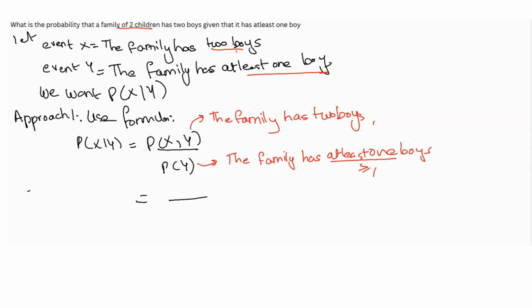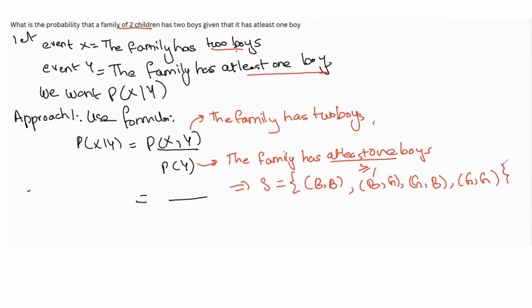For this, let's look at our sample space. What is our sample space? It's a family of two children. So all possible outcomes are: the first is a boy and the second is a boy; the first is a boy, the second is a girl; the first is a girl, the second is a boy; and both are girls. All outcomes are equally likely.